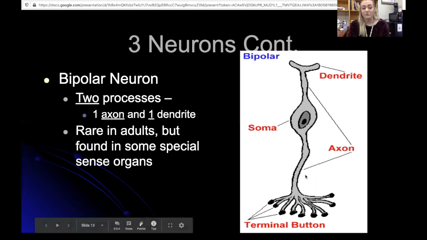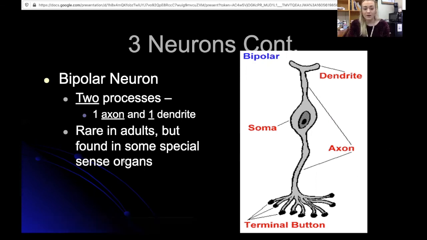These are very rare, but they are sometimes found in some special senses organs, some of our organs that deal with special senses. So again, this is a bipolar, so we have two types of processes. We only have one dendrite and we have one axon.